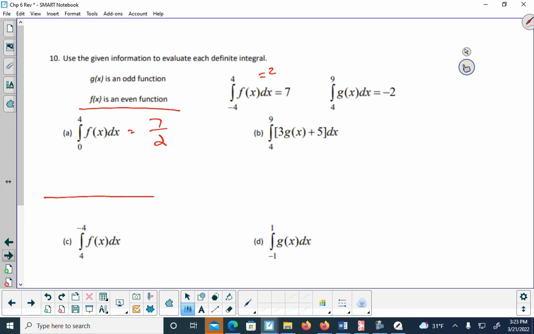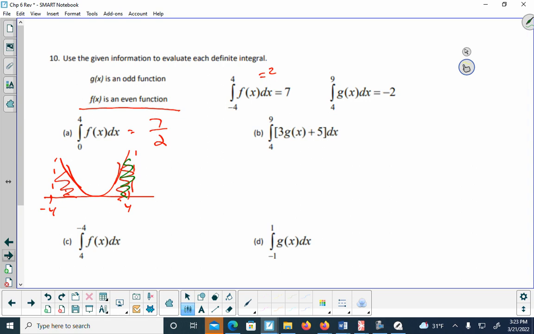Because on an even function, if I just grab negative 4 to 4, I don't know what the function is, I'm just guessing. But whatever this interval is, this is going to be the same. So together they add up to 7, then only one of them is going to be half of that. That's how I got the 7 halves.